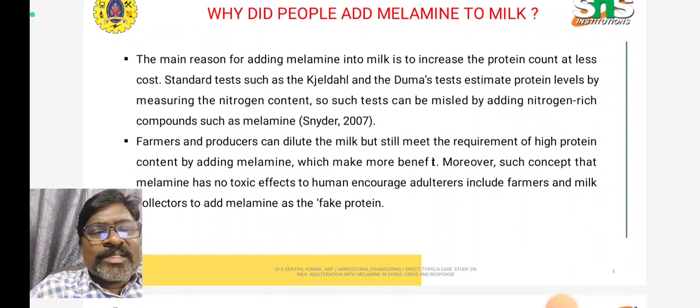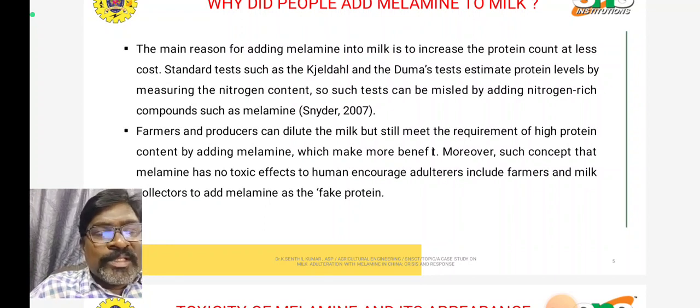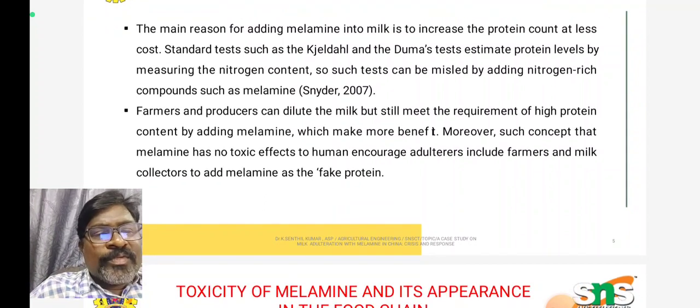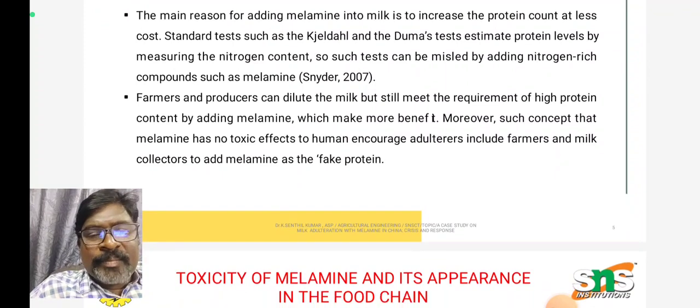Farmers and producers can dilute the milk but still meet the requirement of high protein content by adding melamine, which makes more benefit. Moreover, the concept that melamine has no toxic effect on humans encouraged the adulterers, including farmers as well as the milk collectors, to add melamine as a fake protein.